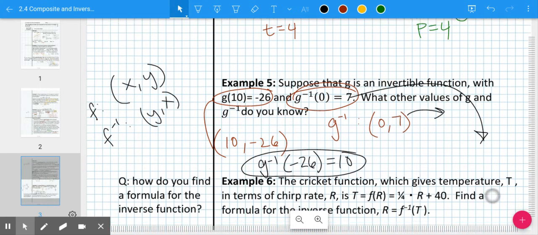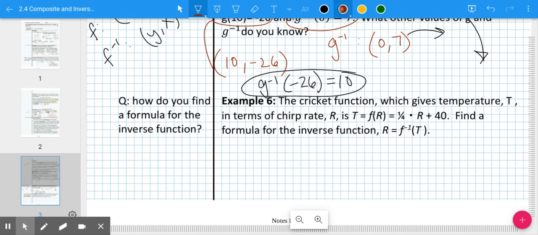Example 6 says the cricket function, which we saw before, gives us t as an output as a function of r. What I would like you to do is go ahead and find a formula for r as a function of t. All you do here, we do not switch variables like we did in Algebra 2. All you do is you isolate the other variable. So if you have a function t equals 1/4 r plus 40, and you want to find the inverse function, I can't switch variables like we did in algebra because t and r have actual meaning. They don't just mean input output like x and y do. So if I want to find the inverse function, r equals, I just get r by itself.